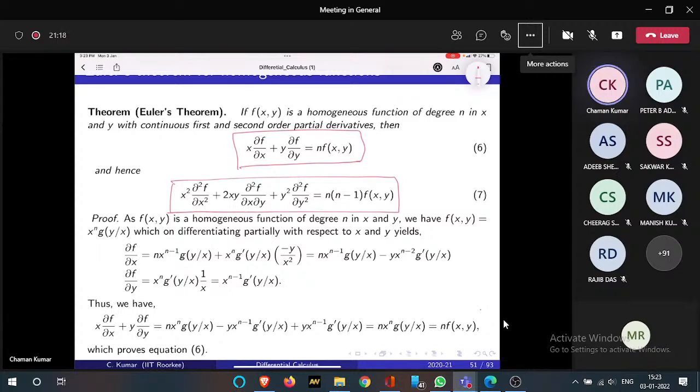Okay, the proof is very elementary, although the proof is not needed, but we can go through the proof quickly. So what is given to us? f is a homogeneous function of degree n. So use this fact. f is homogeneous, that means f(x, y) can be written as x raised to n times some function, let's say g of y by x. Okay. Now differentiate this with respect to x first, both the sides.